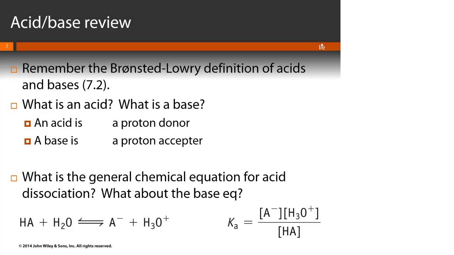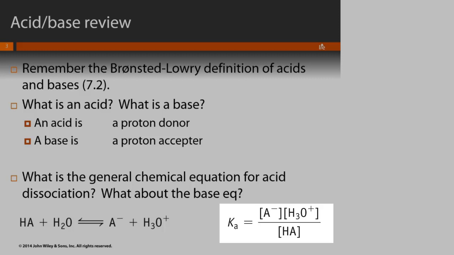And like all equilibrium constants, it's going to be equal to the concentration of the products divided by the concentrations of the reactants. So one thing you'll notice, we have water as a reactant in this equation, but it's missing from our equilibrium constant equation. That's because equilibrium constant equations only contain concentrations that can change in a meaningful way.